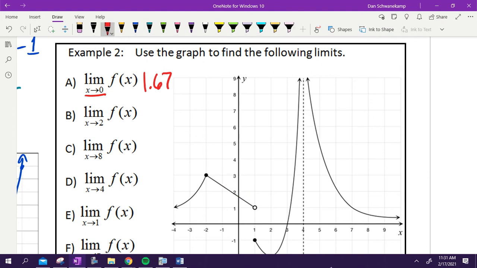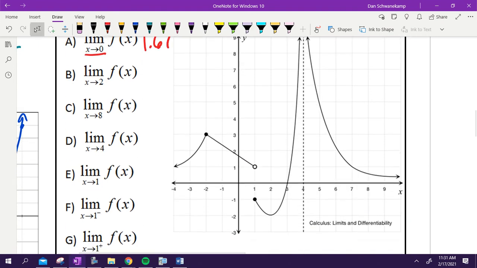Let's try another one. The limit as x approaches 2. Here's 2 right here. If I walk on both sides, show me with your fingers, what do you think the limit's going to be? Limit's going to be -2. We're getting closer and closer to -2.